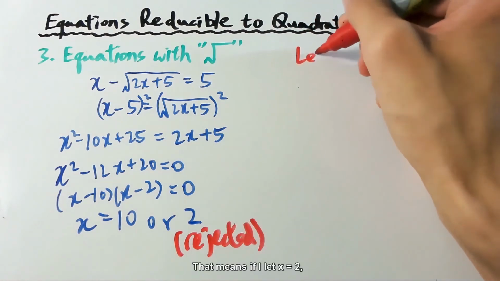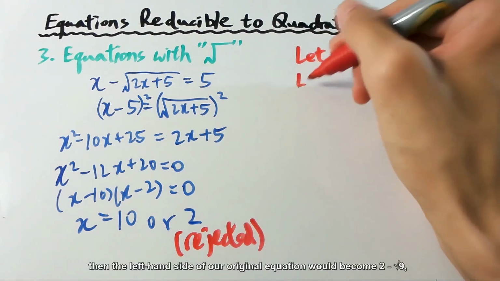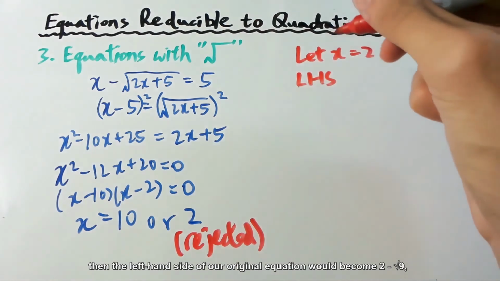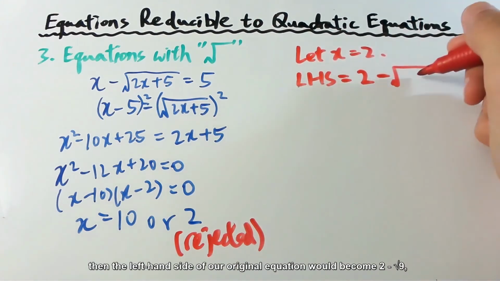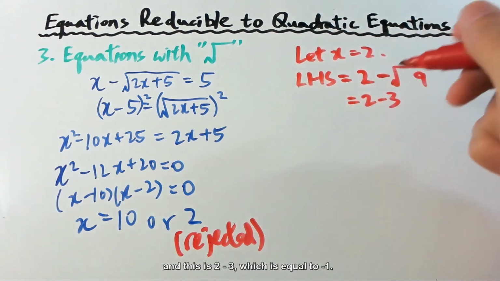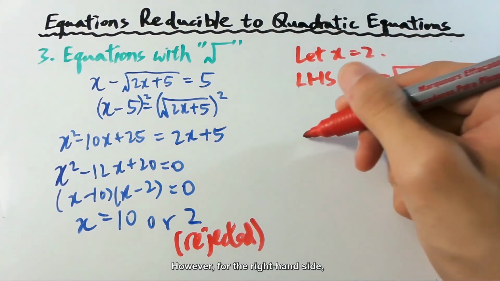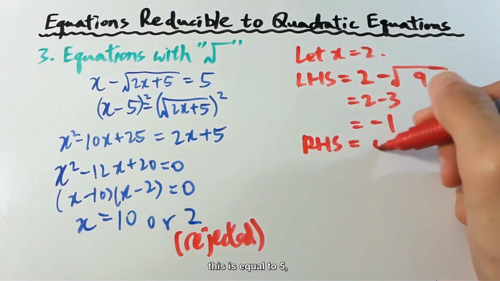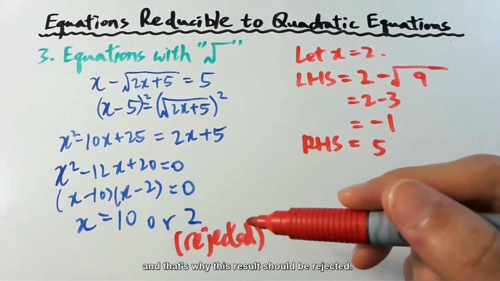That means if I let x be 2, then the left-hand side of our original equation would become 2 minus square root 9. And this is 2 minus 3, which is equal to minus 1. However, the right-hand side is equal to 5, and the left-hand side is not equal to the right-hand side, and that's why this result should be rejected.